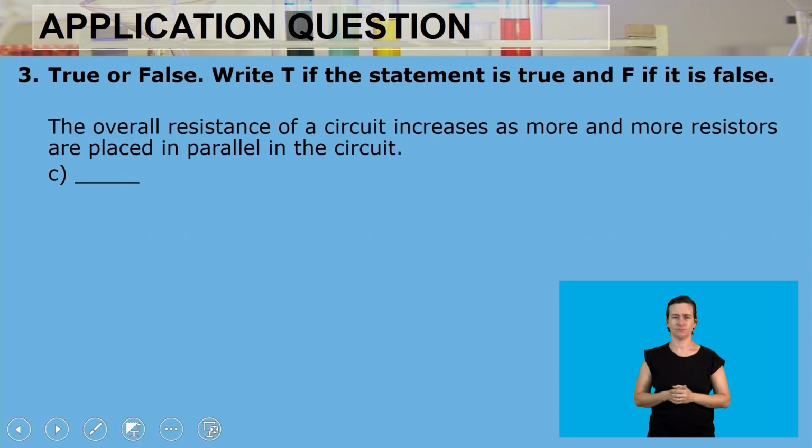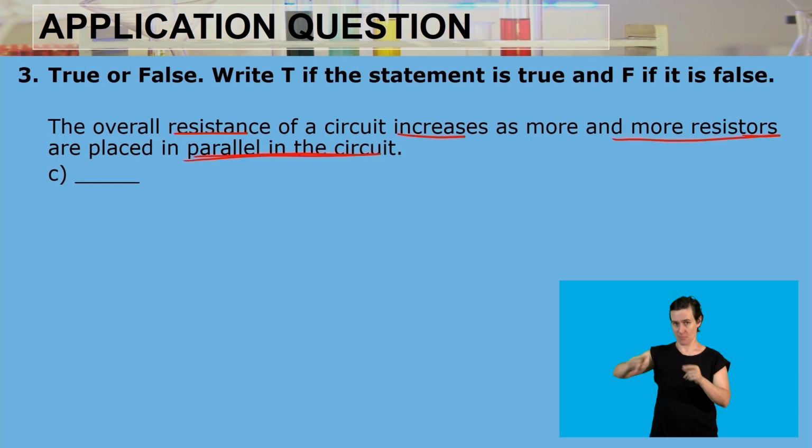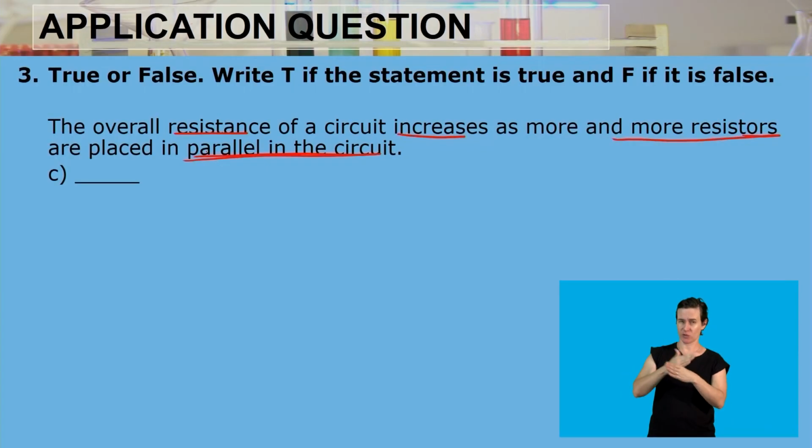Next question. Again, still true or false, T if the statement is true and F if it's false. The overall resistance of a circuit increases as more resistors are placed in parallel in the circuit. So when we are adding more resistors in a parallel circuit, what are we doing to the entire resistance of the circuit? As we are adding more resistors in parallel, the total resistance of the entire circuit is going to decrease. And by that, the current is going to increase, provided that the voltage remains the same.